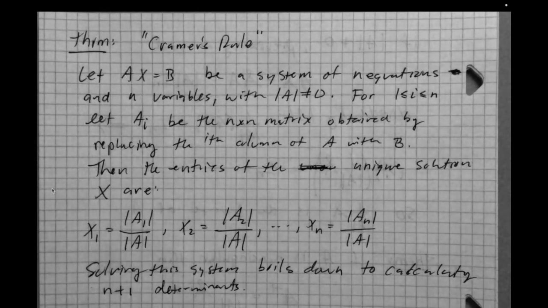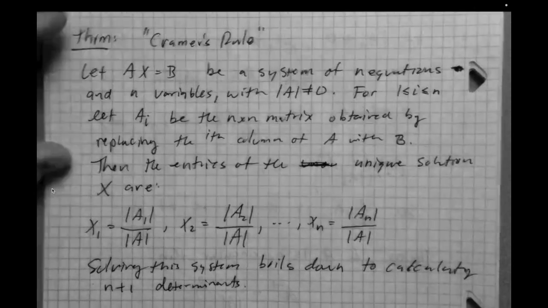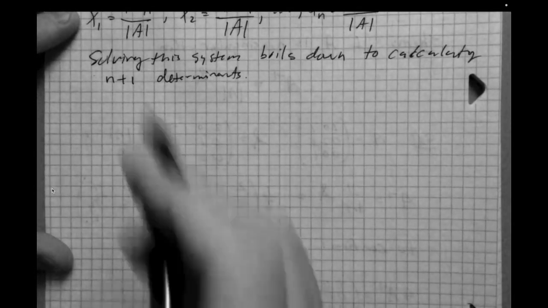Now, it may or may not be easier to calculate n plus 1 determinants. It may be easier to row reduce it and do it the old-fashioned way. But it kind of depends. So we bring this up not necessarily because this is the way to do it, but because it's fascinating that this works. So let's do an example.